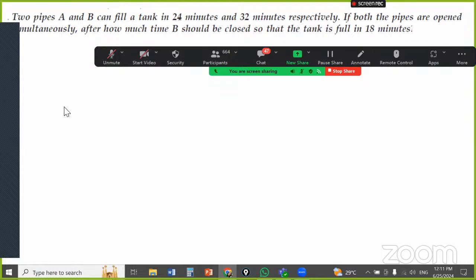So now this question is a little bit different. We have two pipes A and B, and they can fill the tank in 24 minutes and 32 minutes respectively. Yeah, this is a normal one. If both the pipes are open simultaneously, after how much time should B be closed so that the tank is full in 18 minutes?